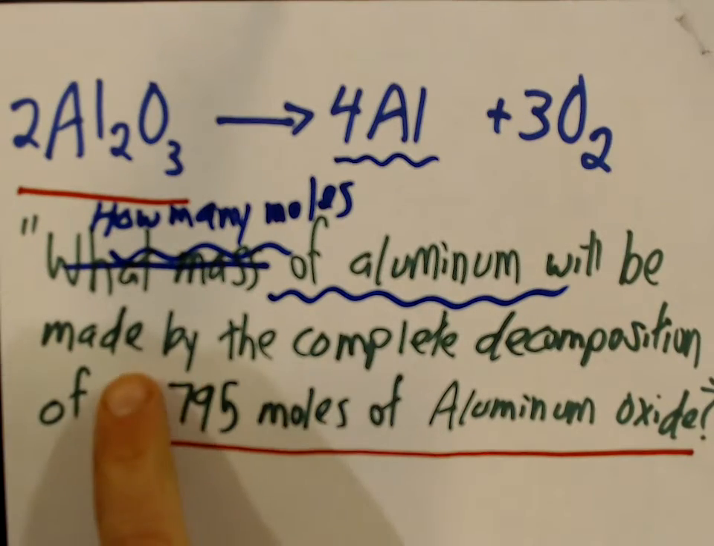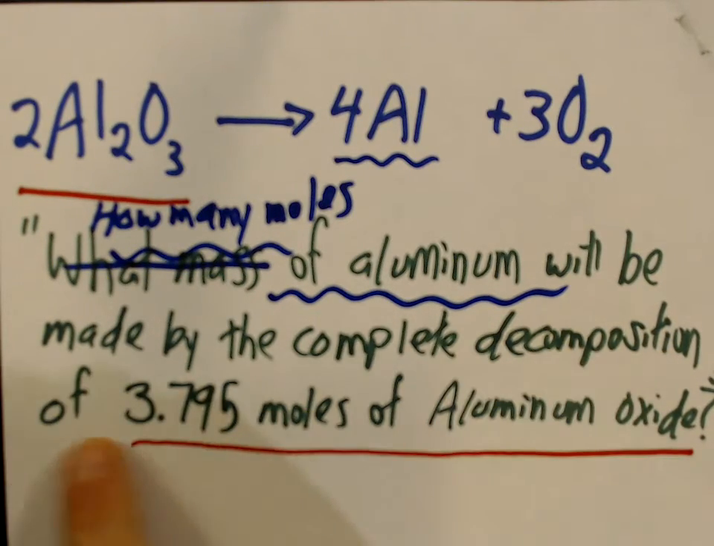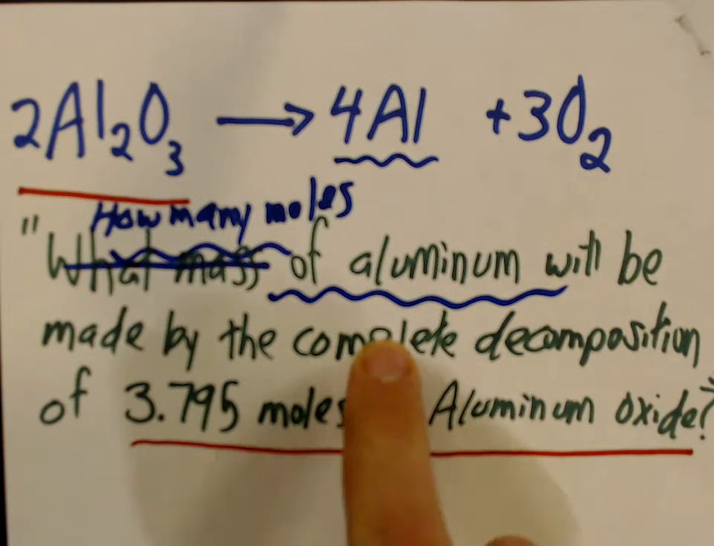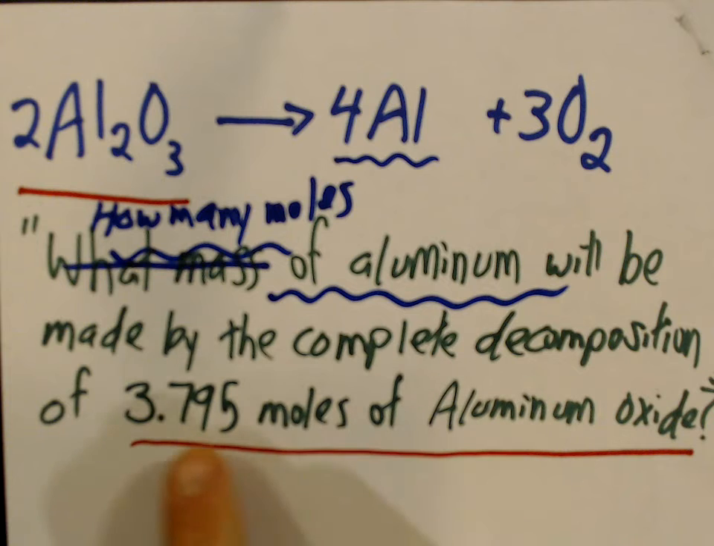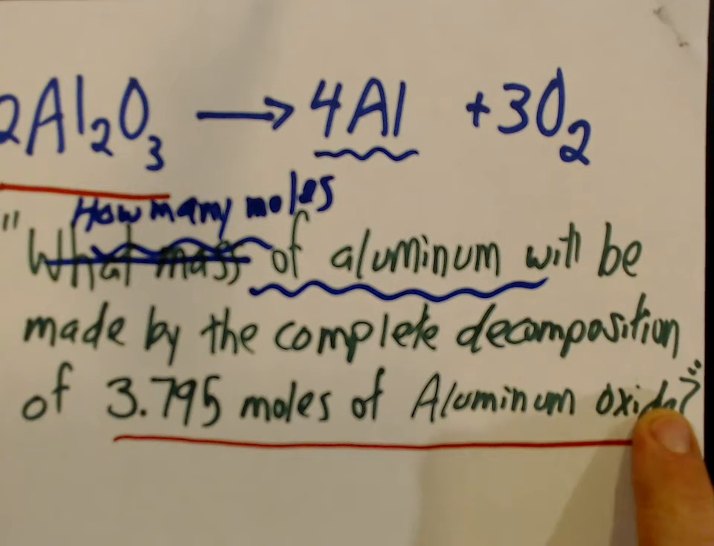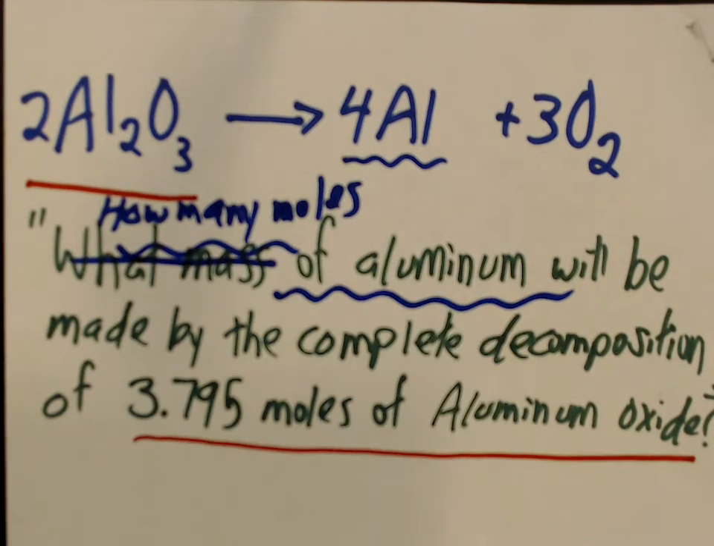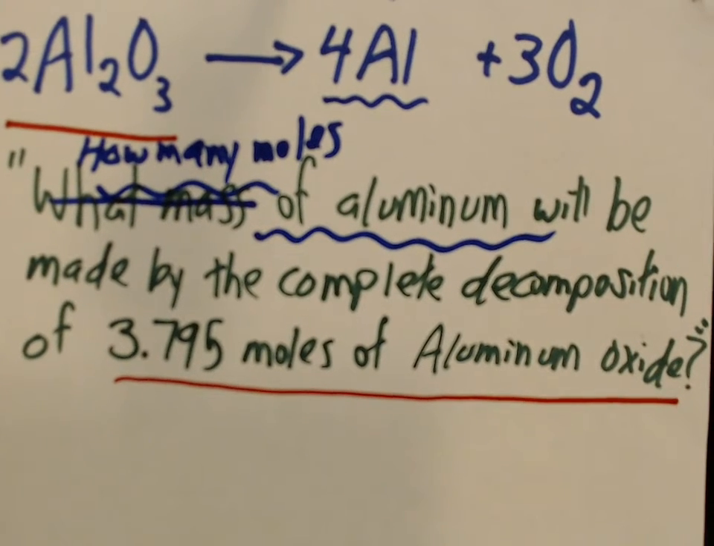Now, what's in between all this? Made by the complete decomposition. Well, these words don't really influence the problem, so don't worry about that. All you want to do in doing these problems is identify the given quantity and the unknown, or the mystery. And so there we are. Now we can solve in the same way we solved the other ones.